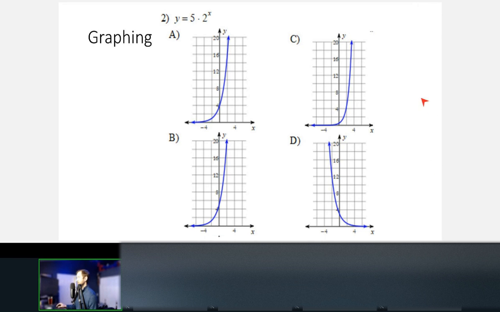And you shouldn't be tabbing out to type these into Desmos. You need to be able to look at an equation and determine what is the correct graph without using Desmos. Now, on a test or quiz, feel free to type it in and verify, but none of you should be tabbing out to Desmos.